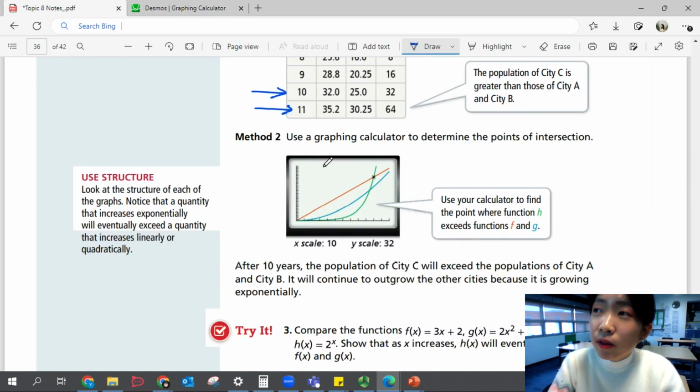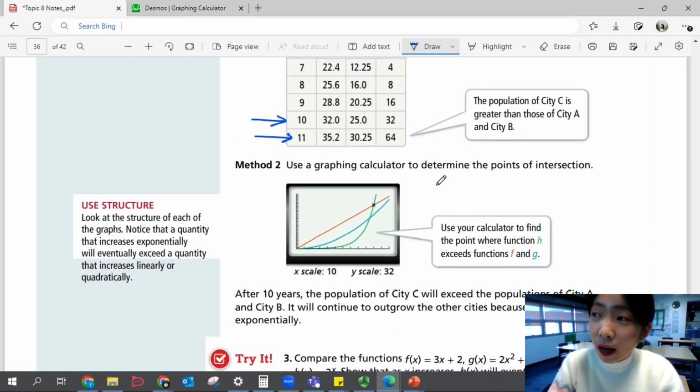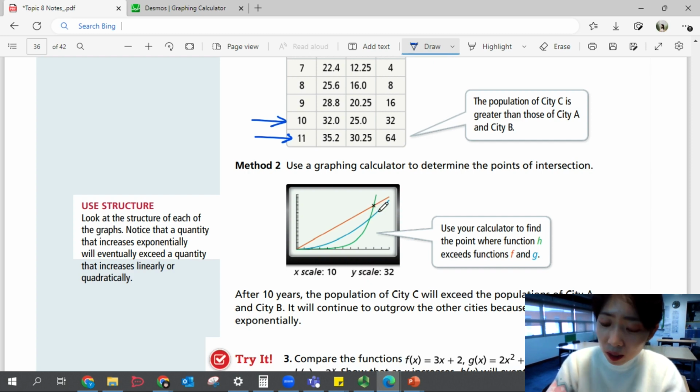Okay? So this is method 2, using the graphs to visually see it. In the graphing calculator, you can also solve for the intersection point. So if you have a graphing calculator, come talk to me. I'll be able to show you in detail, step by step, how you can do it. So the final interpretation of your answer would be after 10 years, the population of city C will exceed the population of city A and city B. And it will continue to outgrow the other city because it is growing exponentially.